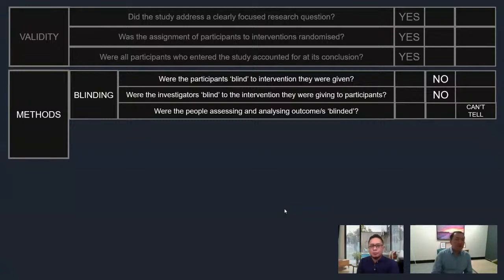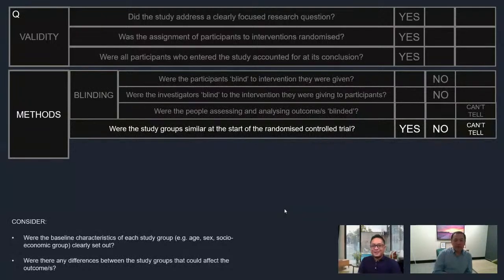Were investigators blind to the intervention? No. Again, doctors and investigators have to know whether the patient is having a fresh transfer or frozen transfer. But importantly, whether the people assessing and analyzing outcomes were blinded, I cannot tell, because the research paper doesn't say whether the people who actually did the statistical analysis knew which patient belonged where. It would be possible to blind them, because by anonymization you can blind the statisticians. They might have done, but they didn't say so in the paper. This way, I cannot tell.